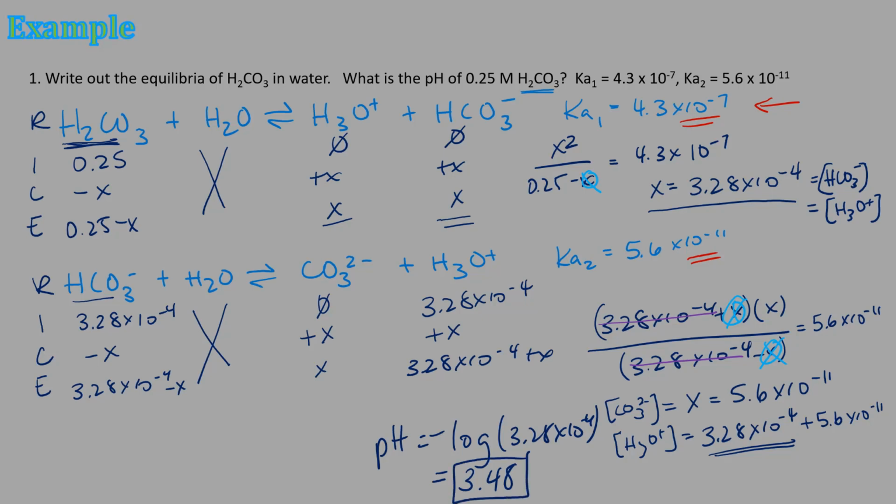So you rarely have to do these, and in AP Chem you don't have to do them ever, because this Ka is going to be so much smaller than this, and the concentration will not make it to where this Ka is affected.